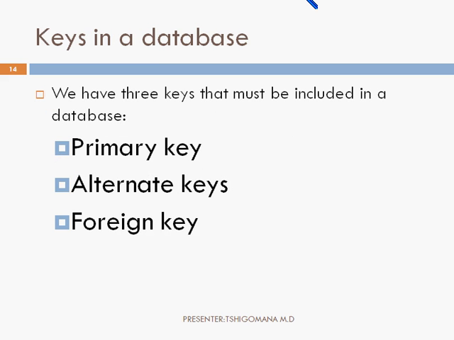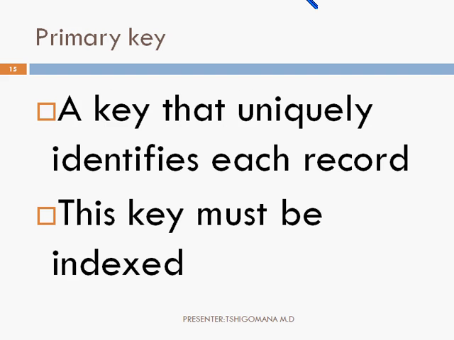Keys in a database. We have three keys that must be included in a database. We have the primary key, we have alternate keys, we have foreign keys. Now, in the next slide, I'm going to explain the meaning of each.